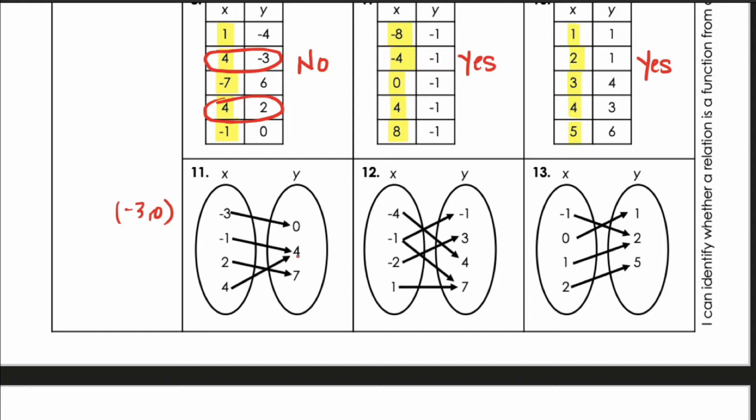-1 is being assigned to the 4, 2 to 7, and 4 to 4. So this one would be yes, it is a function because each x value only has one arrow coming off of it.